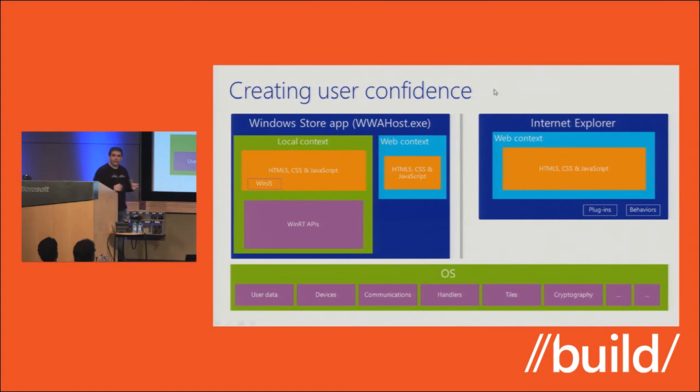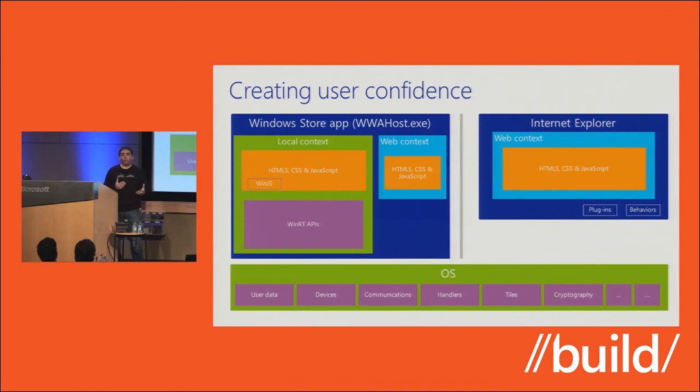Right. So on that side, you do have both. You can communicate with both, right? But they're separate. They're actually totally different. For example, if you're in web context and you try calling onto one of these WinRT APIs, you're going to get an exception, right? So you will not have access to that.